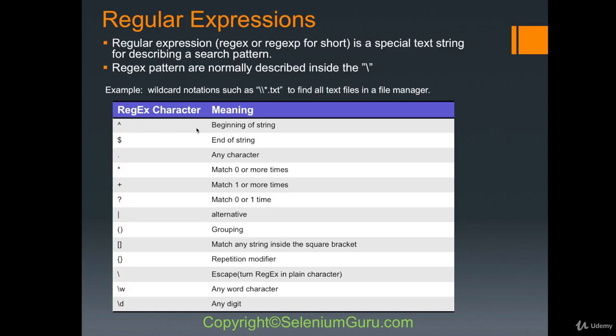Here is how regular expressions work. If you want to find a string that begins with a certain thing, you use the caret, and it ends with the dollar sign. Any character is the dot, match 0 or more times is the star, and plus means match 1 or more times. The question mark means match 0 or 1 time, and there are alternatives, grouping, and so on. If you want to match only a word character, you use \w. If you want to match only a digit, you use \d.